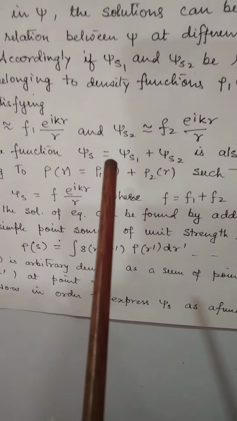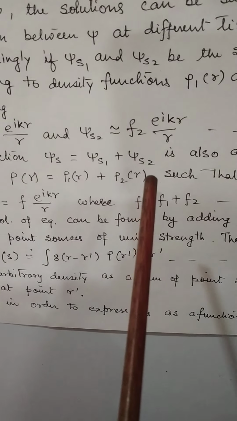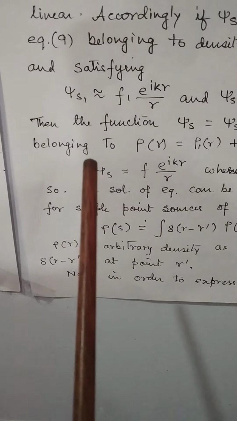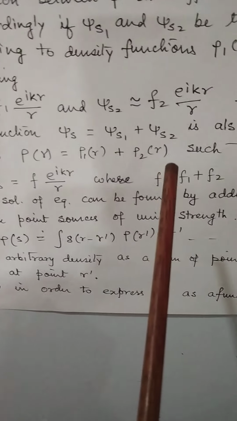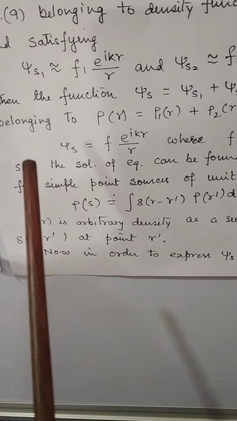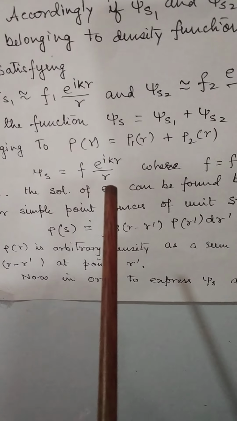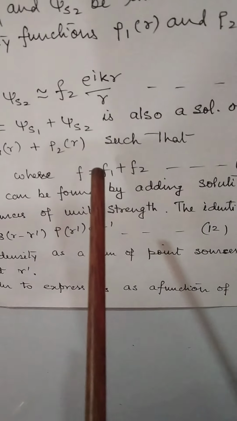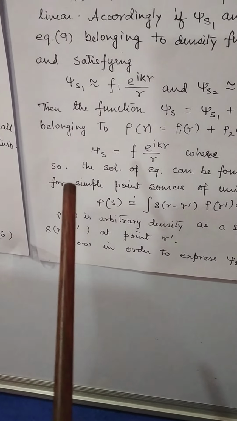Then the function psi s, given by the summation of psi s1 plus psi s2, is also a solution of equation 9 belonging to rho of r, which is equal to ρ1 of r plus ρ2 of r, such that psi s equals f e raised to the power of iota k r divided by r, where f is given by f1 plus f2. Let it be equation number 11.